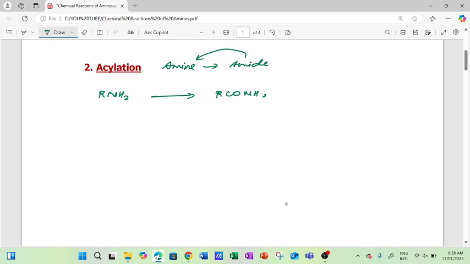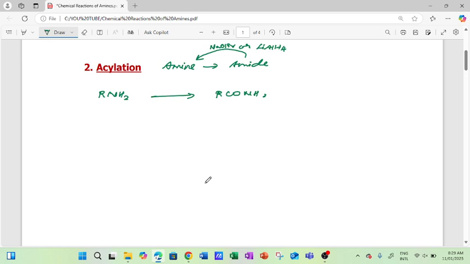That is by Hofmann bromamide degradation, which decreases one carbon, a step down, or by using lithium aluminum hydride. Means either we can use NaOBr, that is Hofmann bromamide degradation, or we can use reduction by lithium aluminum hydride, which preserves the same number of carbon atoms. In my other video on the preparation of amines, these reactions have already been explained. You can watch those videos also. I can keep the link in the description box.